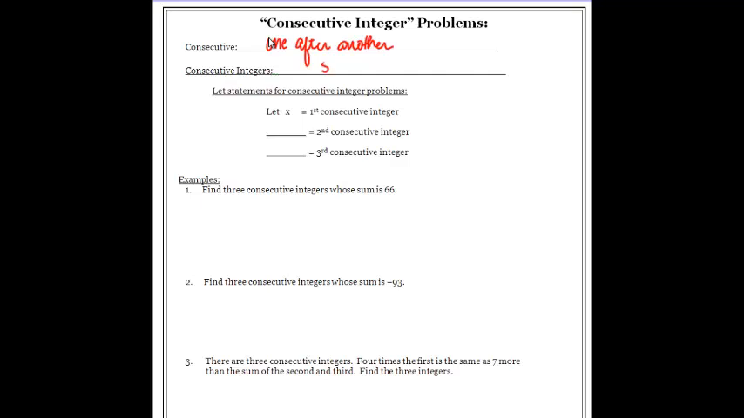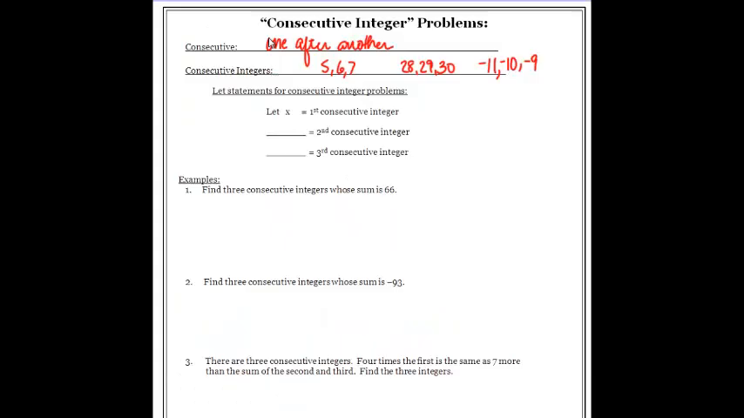Consecutive integers are integers that come along one after another. So they could be 5, 6, 7. They could be 28, 29, 30. But don't forget about the negatives, and be careful when you have those negatives, because if I start with the consecutive number -11, the next consecutive number, be careful, it's -10 and then -9. Now when we think about the let statements for consecutive integer problems, if x is our first consecutive integer, how would I represent the next one?